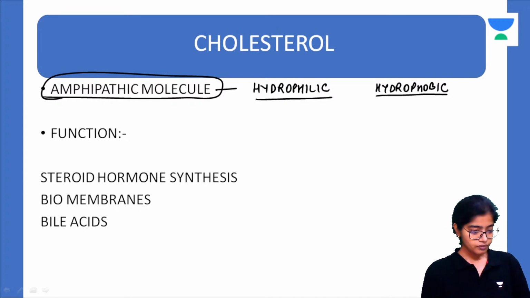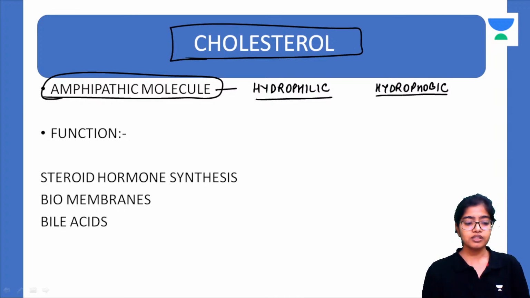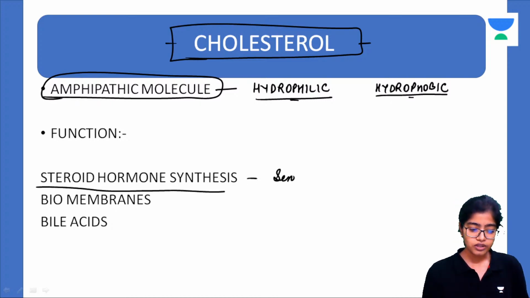So this cholesterol, like most of the steroids, and since cholesterol is a type of steroid, is also an amphipathic molecule. It has both a hydrophilic phase as well as a hydrophobic phase. Now, what are the important functions of cholesterol in the body? Cholesterol is important for steroid hormone synthesis like the sex hormones and adrenocortical hormones.